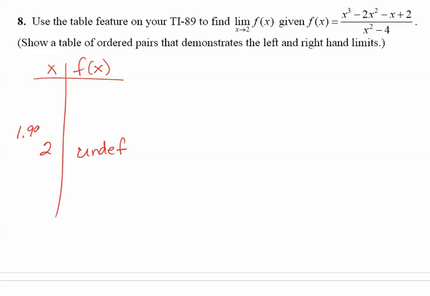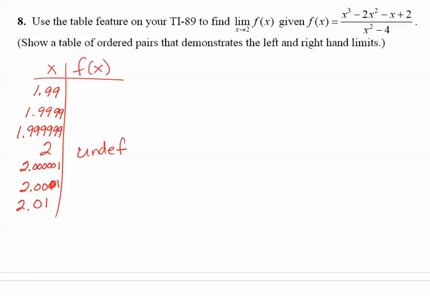So I'm going to try putting in some values. And I like to set up my table so it kind of has some symmetry to it as we get closer and closer to 2 from the small side. And then we'll do something similar as we are larger than 2. So I guess I should do something like this.